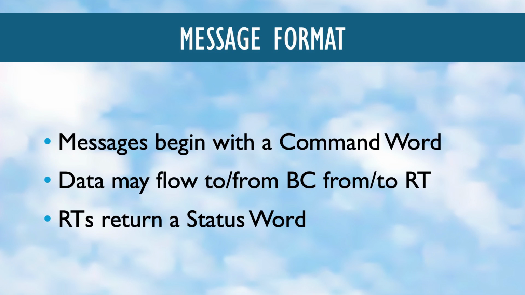There are three parts to a message. The first part is always the command word transmitted by the bus controller. The order of the other two parts depends on the type of message. They are the data to be transmitted and received, and a status word, always sent by an RT to indicate successful reception of the command, and, if the RT is receiving data, successful reception of the data as well.